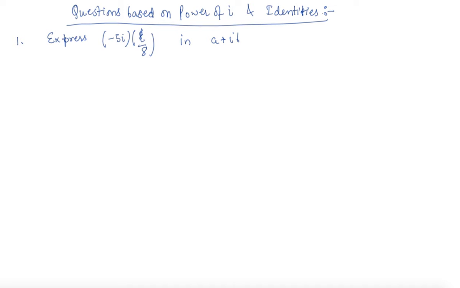So how to proceed with these types of questions is, it is simply multiplication. This is minus 5i square by 8, where i square is minus 1, so I can write plus 5 by 8. We have to express this in a plus iota b form. Here a is 5 by 8 and b is 0, so I can write 5 by 8 plus 0 iota. So it is the form of a plus b iota.